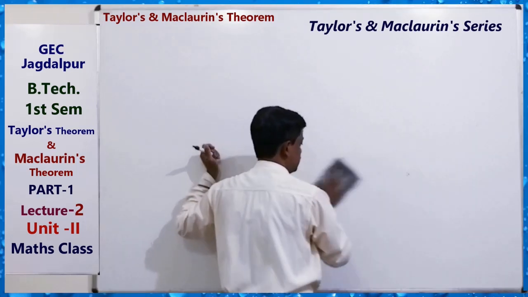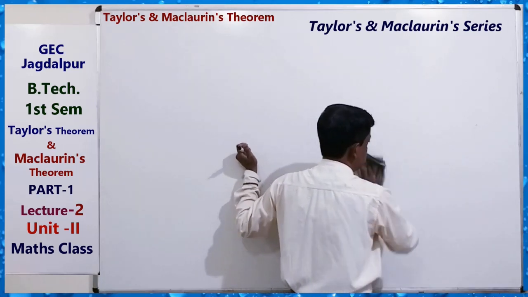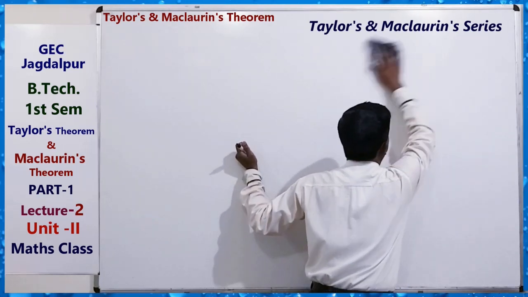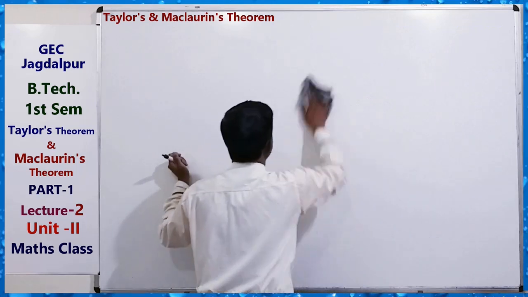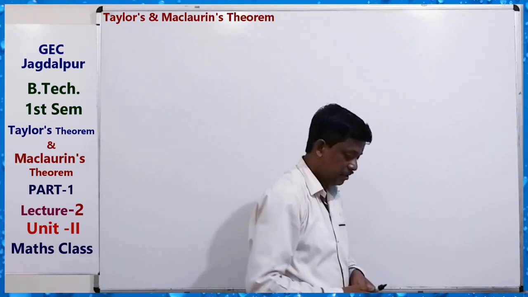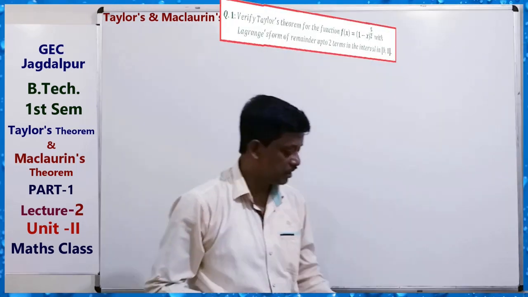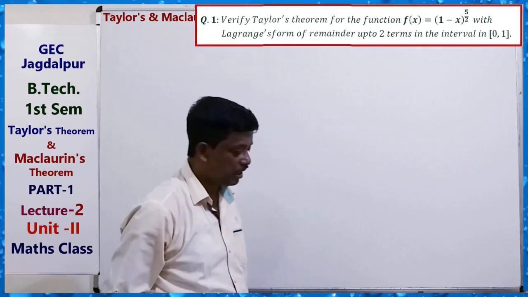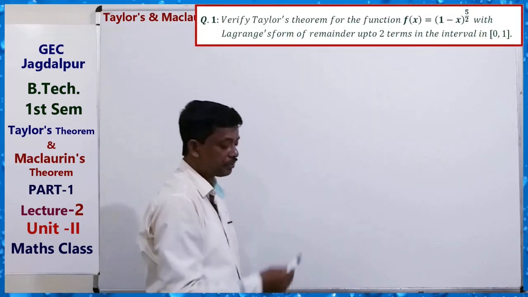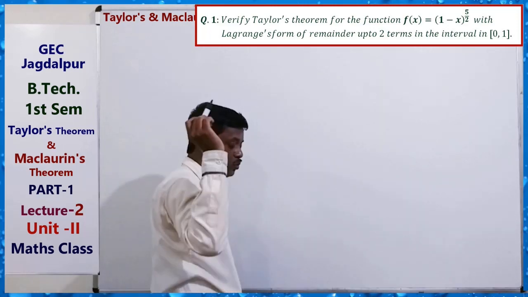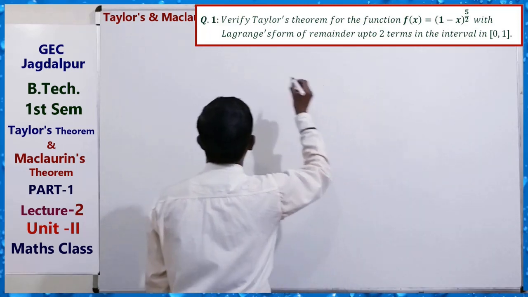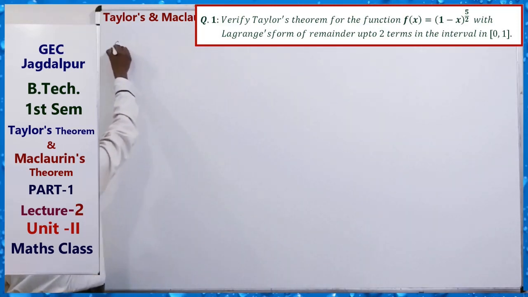Okay, so here we solve some questions. The first question: verify Taylor's theorem for the function f(x) equal to this, with Lagrange's form of remainder up to two terms in the interval [0, 1]. So here is the solution of the first question. Okay.